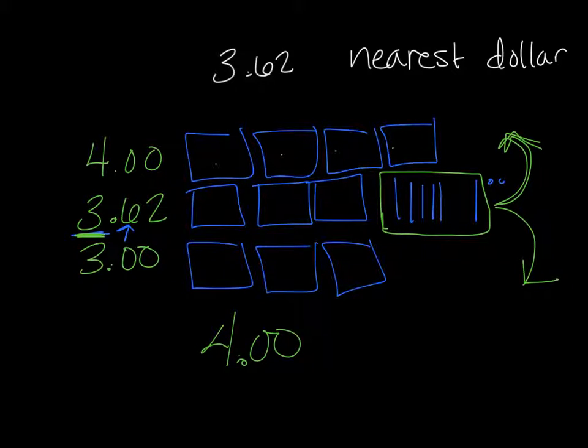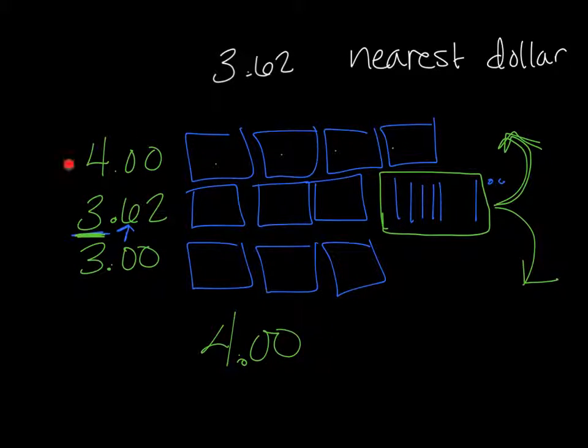Or we just look at our problem and we say, okay, here we are. I've got a 3. That's the one that either goes up or stays the same. I look at the 6 and I say, you know what, that is more than 5. Remember, if it's 5 or more, that means we need to go up. So this needs to go up to the next dollar of 4.